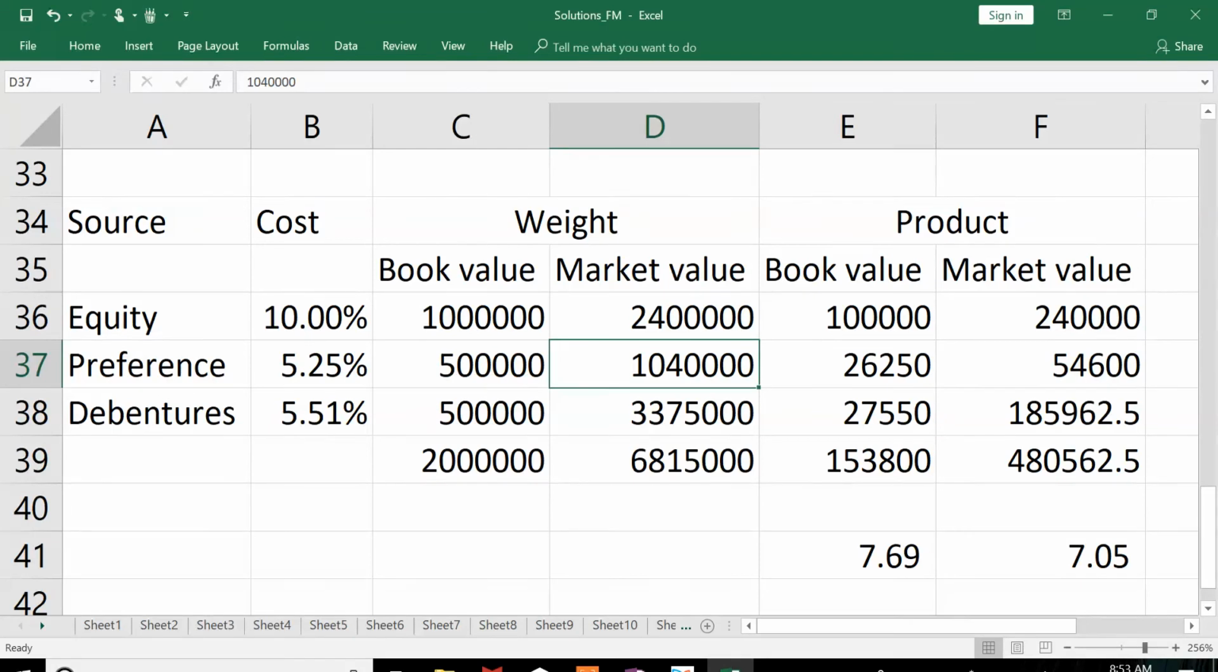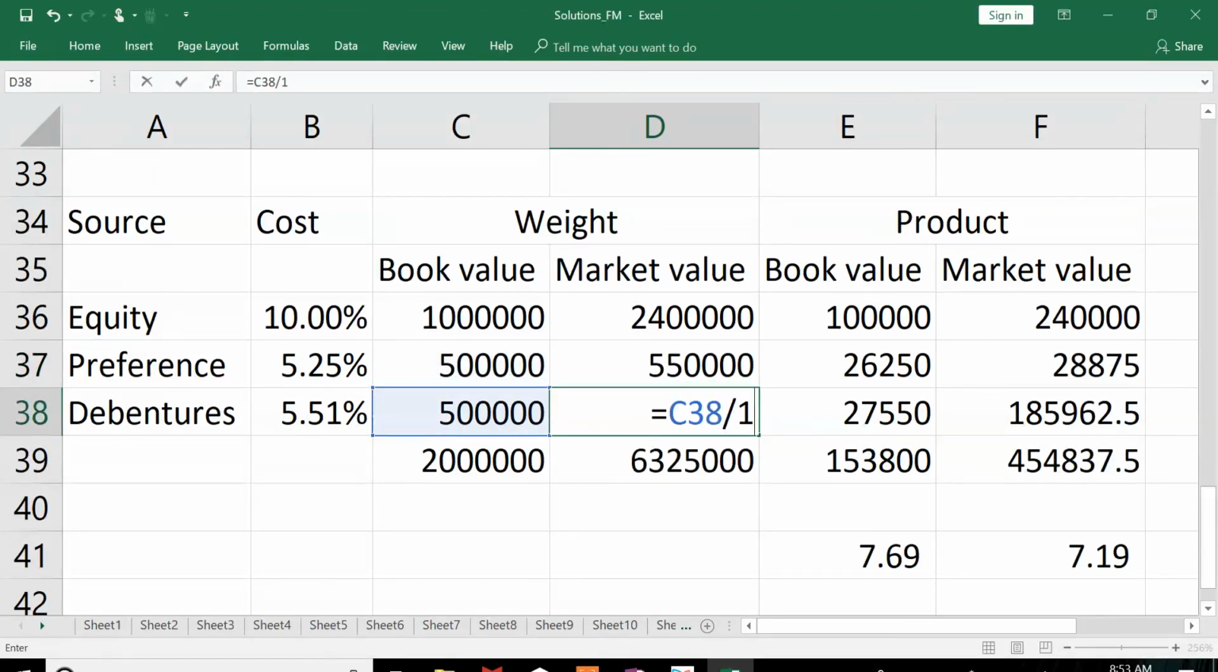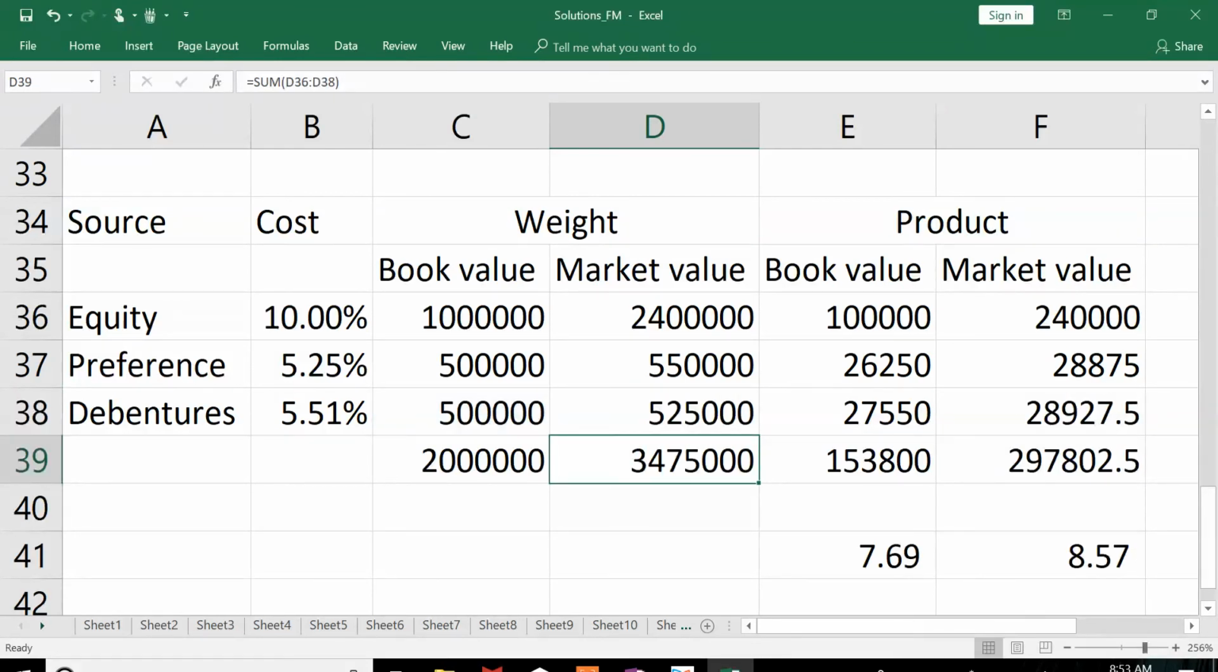Preference, what is the market value? Into 110. Debenture divided by 100 into 105. The only purpose of the market price is this. I am now going to use it in my calculation. We did not use it in step 1, because in step 1 the rule is issue price minus flotation cost. If that is not there, then only you take the help of the current market price. Here obviously I'll have to take it, because market value weights means you will have to go by market value.